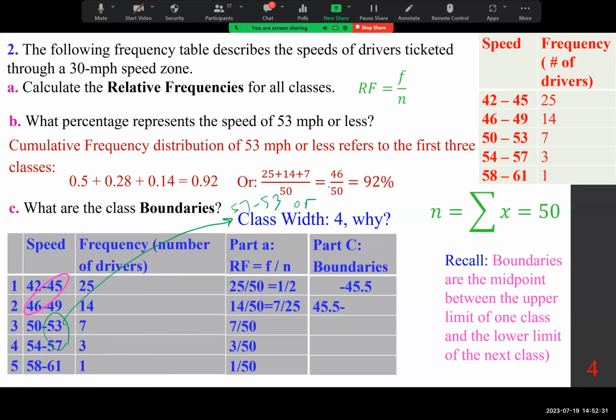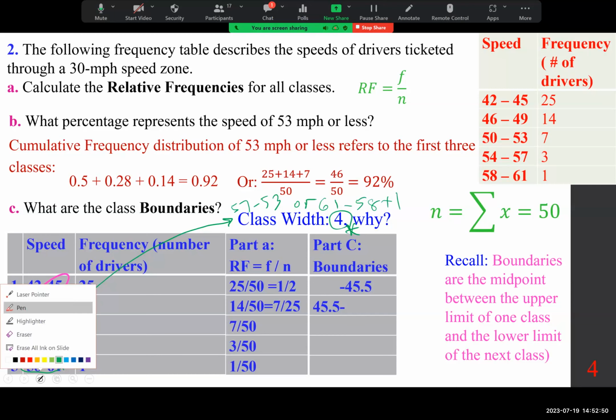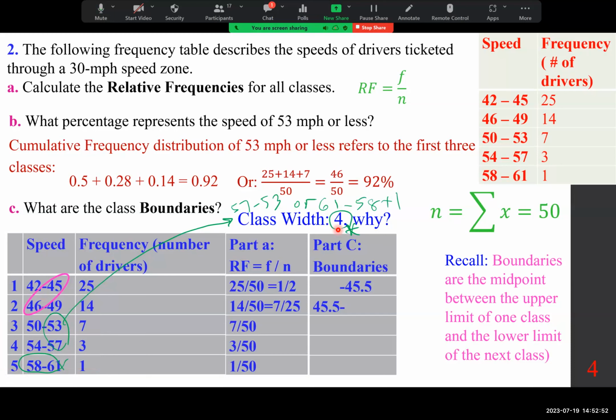Or let's say you go with these two and you say 61 minus 58 plus 1 unit? The answer is 4. And so now that we have the width, then all I have to do is just add 4 and I get 49.5 here. Same thing here. Then add 4, add 4.